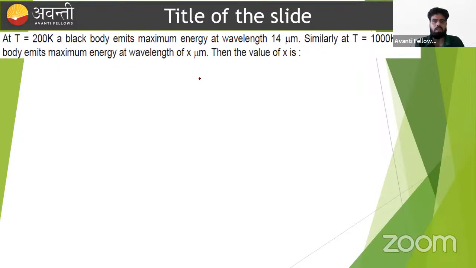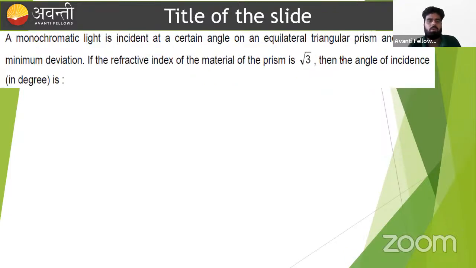And the last problem is again based on Wien's law, lambda 1 T1 equal to lambda 2 T2, and this value is also equal to something. We can solve this by using this. The answer of this problem is nothing but 0.280 micrometer. This is the answer of this problem.